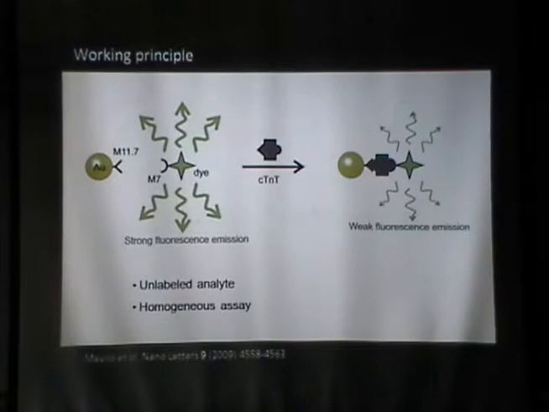That's the idea. The advantages are that we don't need to label the analyte because we form this sandwich, and it's a homogeneous assay, so there are no separation steps involved.